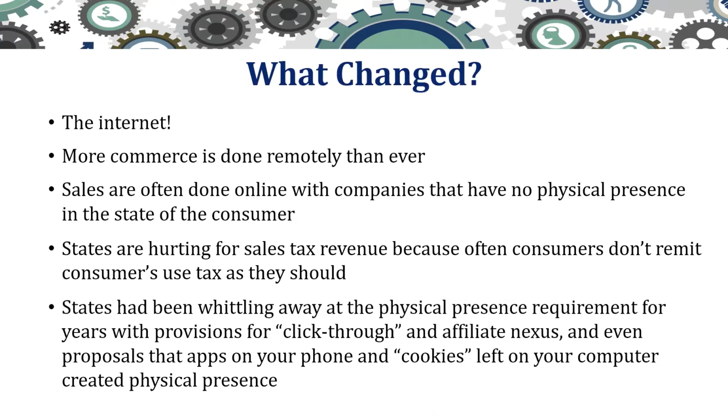And we already know that individuals are really bad at paying it in on their own. The states are hurting for revenue because, like I said, consumers don't remit the taxes they should. So over the years, states have been doing everything they can to whittle away at what physical presence was without directly challenging that old court case saying that you had to have physical presence. So there were provisions for things called click-through and affiliate nexus, where basically if you had somebody that was related to you and physically present in a state, you therefore had to collect. There were even proposals that an app on your phone or cookies left on your computer were physical and created physical presence in a state. It was getting really, really complicated.